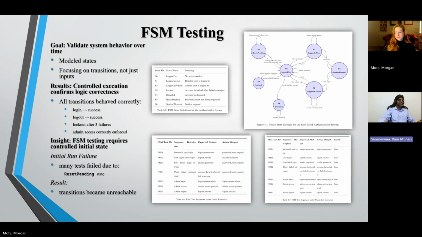During the initial execution, several FSM test cases failed due to the system being in a reset pending state. This state prevented expected transitions from occurring, making certain behaviors unreachable. This demonstrates that FSM testing requires careful control of the initial system state in order to obtain valid results.